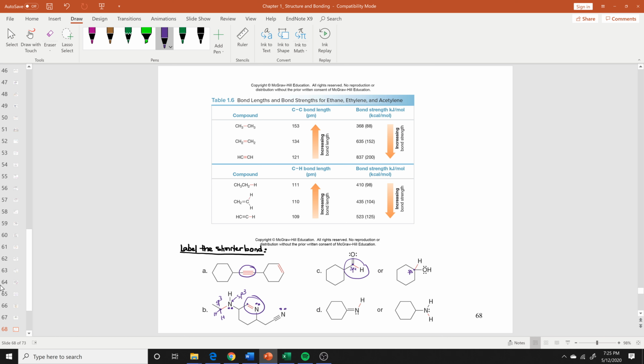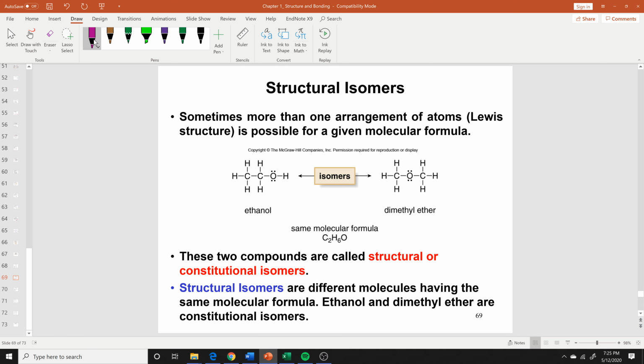Here I'm having a nitrogen sp2 hybridization, a nitrogen sp2 hydrogen bond, and the nitrogen, 1, 2, 3, 4, this is an sp3 hybridization. Then of course this one is going to be basically, sorry, I circled the wrong one. So this is going to be the shorter bond over there.